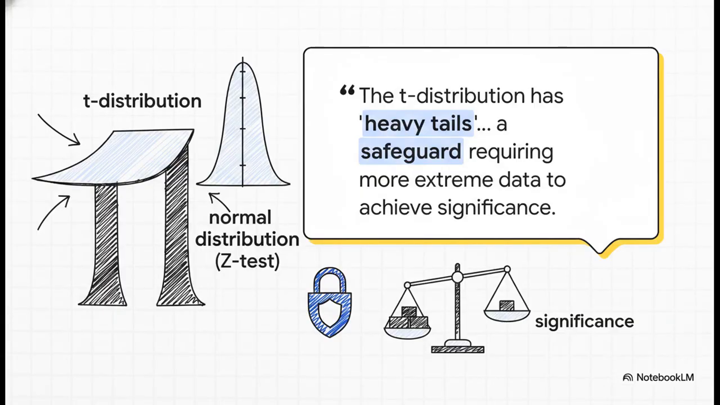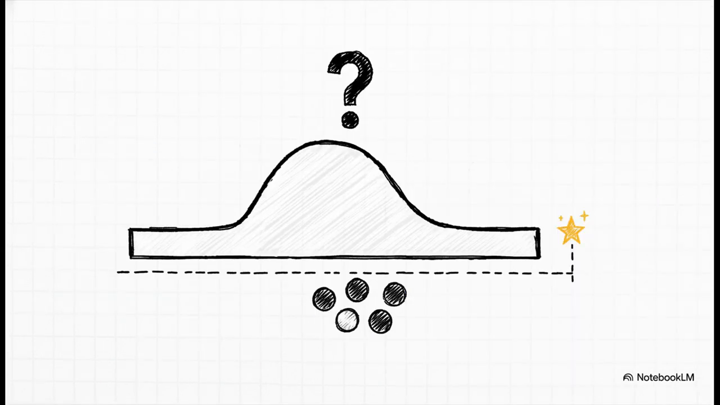So, how does the safeguard work? Well, the t-test uses a special curve that has what we call heavier tails. All that means is that the test is naturally more skeptical. It assumes that weird, extreme results are more likely to happen just by random chance. So to convince a t-test that what you found is actually significant, your evidence has to be that much stronger. It's a fantastic protection against being fooled by a fluke. Let's actually watch this play out.